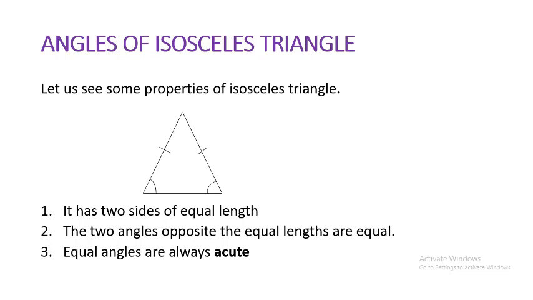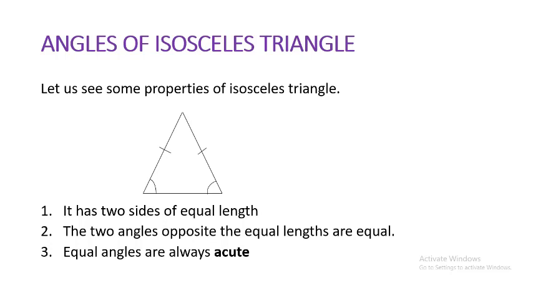Now, angles of isosceles triangle. Let us see some properties of isosceles triangle. So let us look at the diagram. So the first point, we are saying that it has two sides of equal length. Have you seen those two sides with slashes? It means that those sides are the same, and then the two angles opposite the equal length are equal.